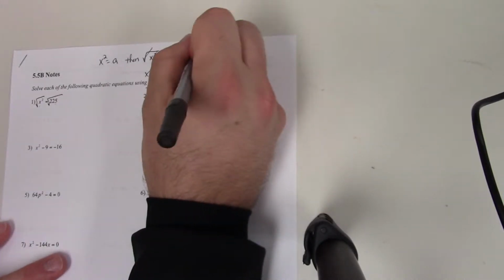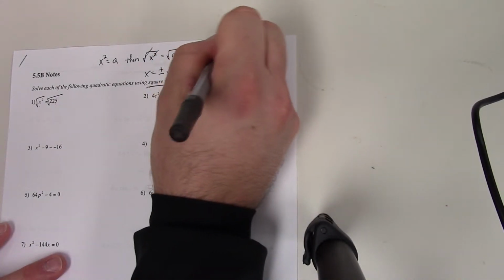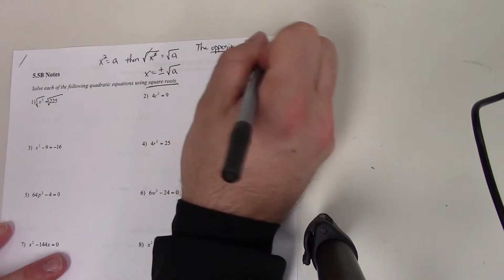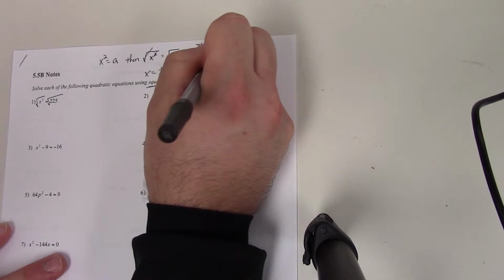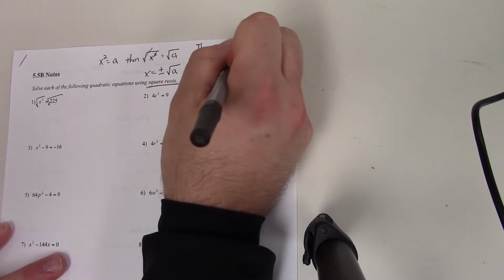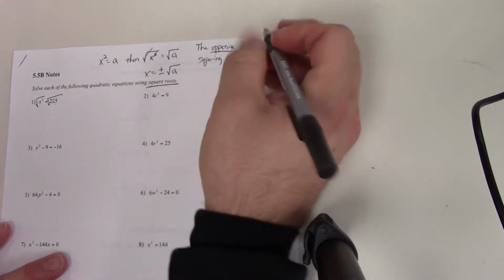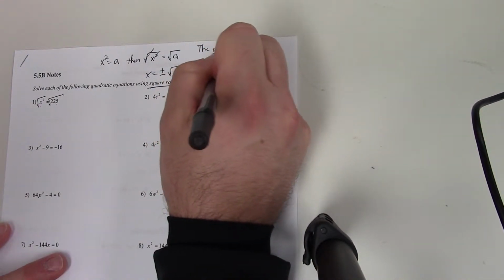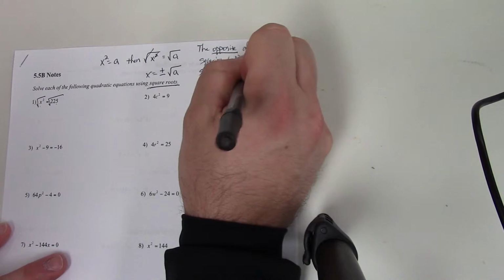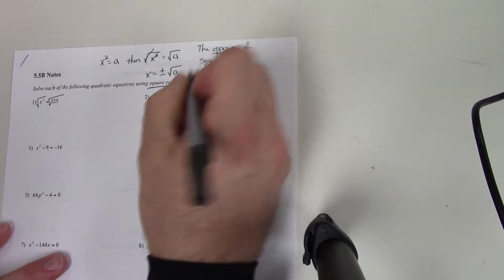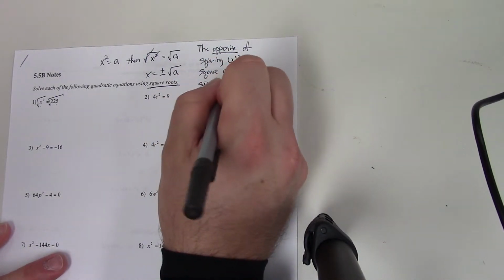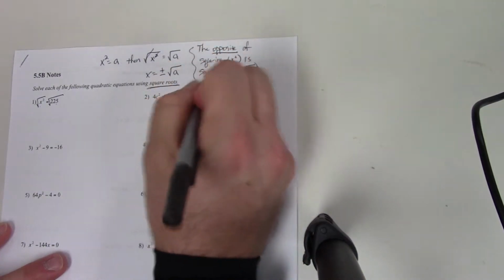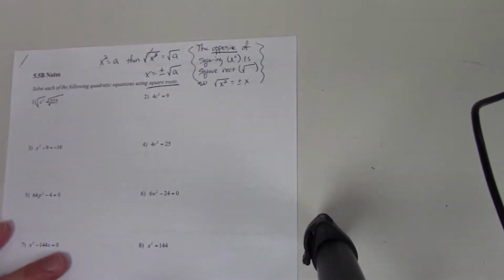So again, the opposite of squaring, in other words, the opposite of x squared, okay, is square root. So the square root of x squared is plus or minus x. And that's kind of the gist of this whole section.